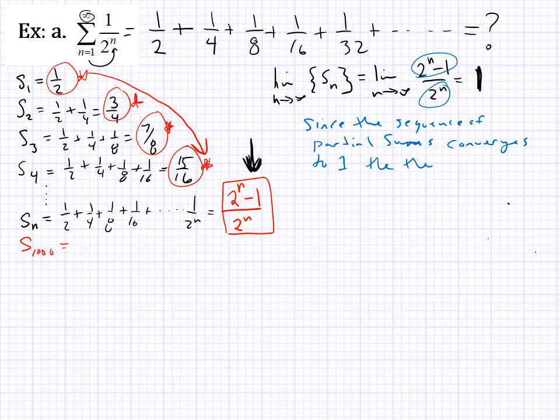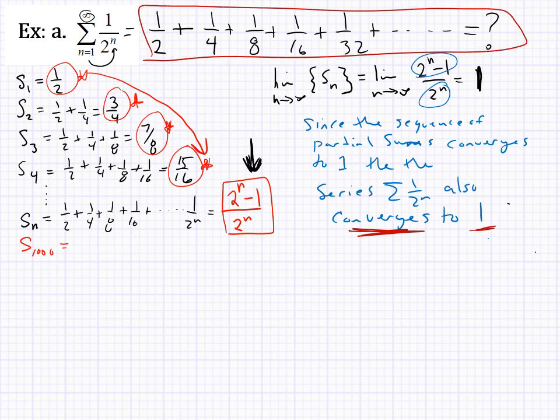then the series, the sum of 1 over 2^n, also converges to 1. So we got two things out of this. The infinite series converges, and it converges to 1. So if I add up all these terms, the total sum should equal 1.